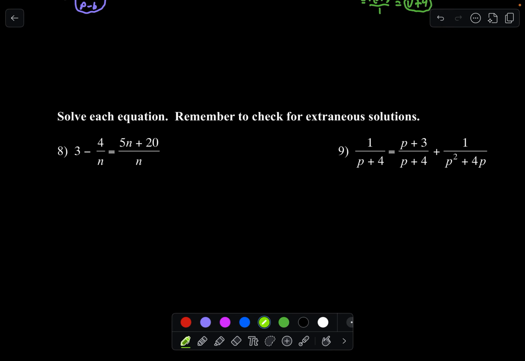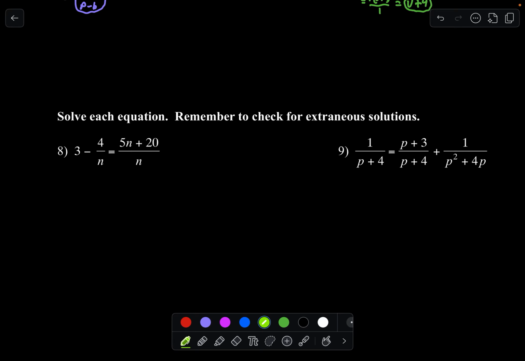This is the last two problems on your last quiz review. All right, we're solving equations. You gotta remember, this is an equation. We need to end up with an n equal to a value. All right, this isn't simply subtracting fractions or adding fractions. We are looking to solve this equation.